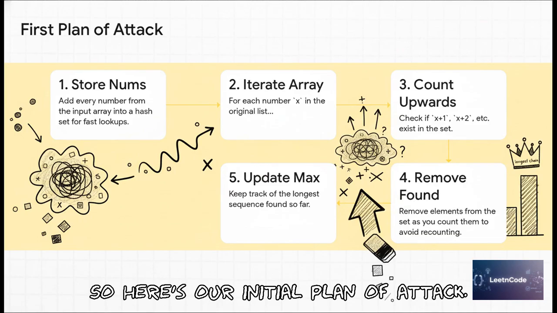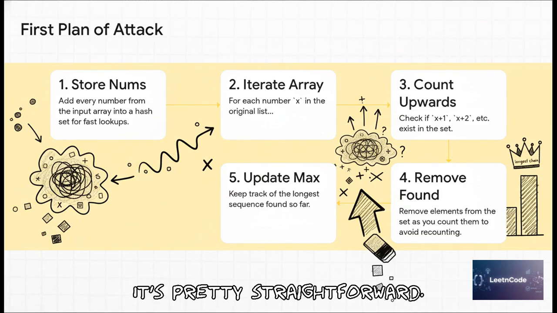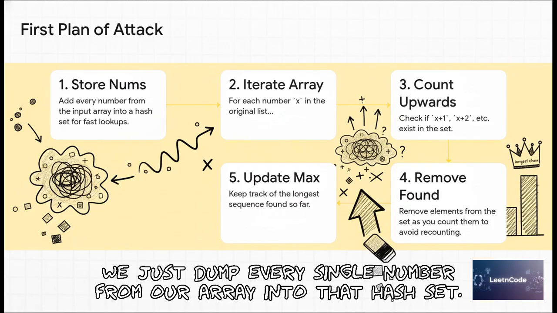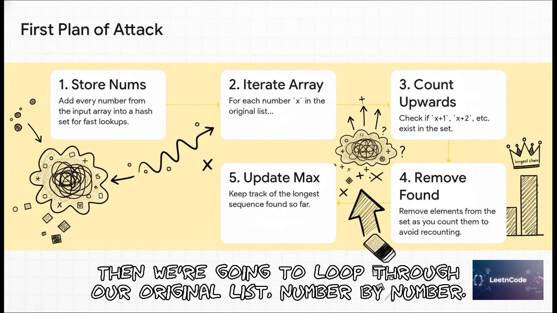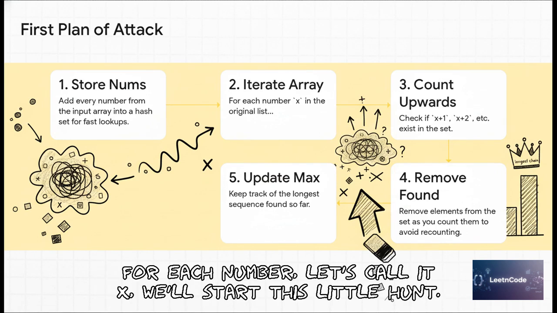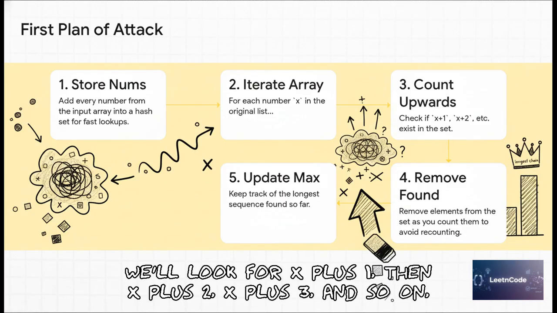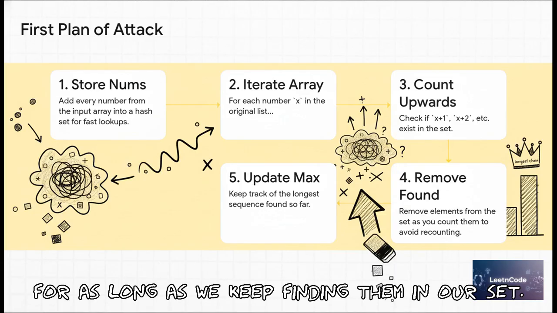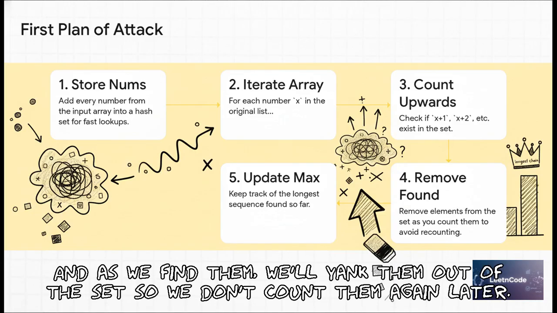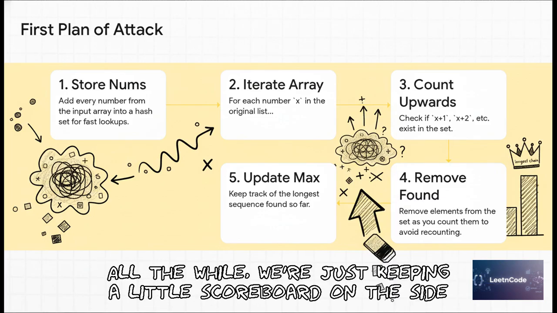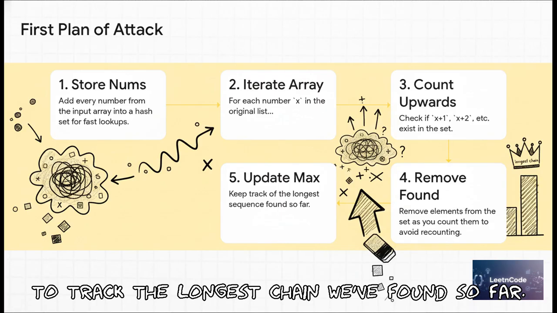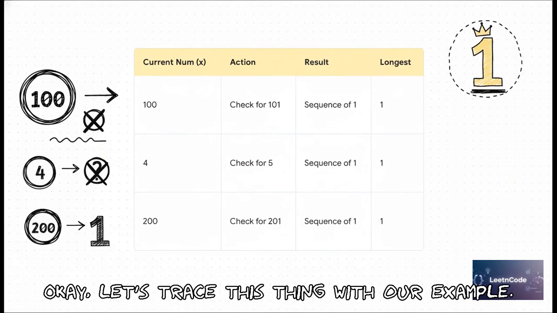All right, so here's our initial plan of attack. It's pretty straightforward. Step 1, we just dump every single number from our array into that hash set. Easy enough. Then we're going to loop through our original list, number by number. For each number, let's call it x, we'll start this little hunt. We'll look for x plus 1, then x plus 2, x plus 3, and so on, for as long as we keep finding them in our set. And as we find them, we'll yank them out of the set so we don't count them again later. All the while, we're just keeping a little scoreboard on the side to track the longest chain we've found so far.